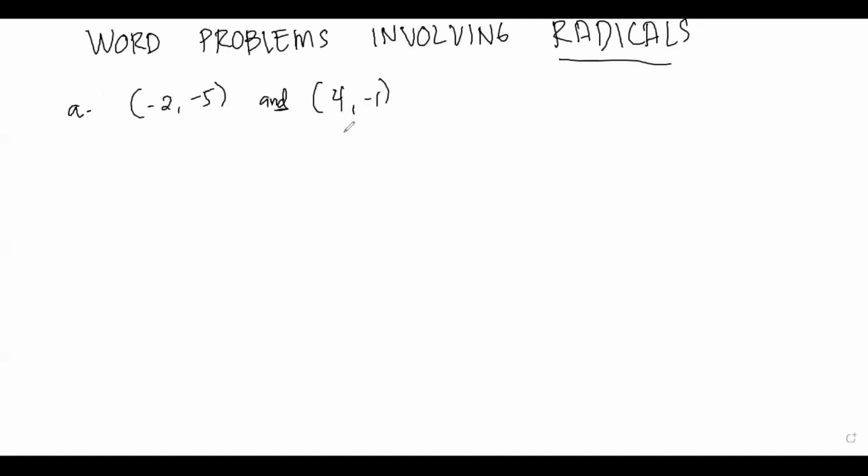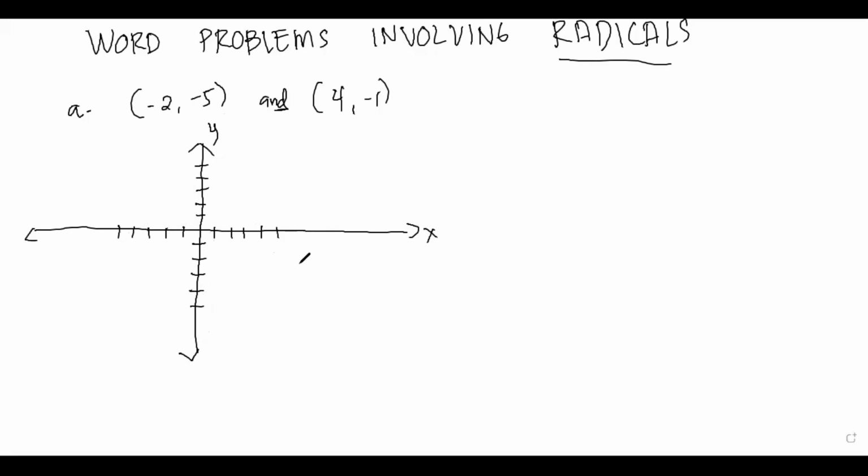So, for example, you are asked to find the length of the segment whose endpoints are (-2, -5) and (4, -1). This is a Cartesian plane. So let us locate first these endpoints on this Cartesian plane. First, we have (-2, -5). So the -2 is located here, and -5 is right here. So get the intersection. One of the endpoints is right here.